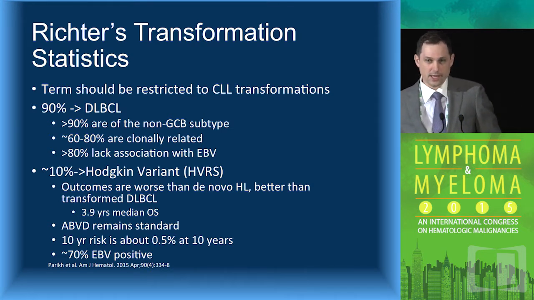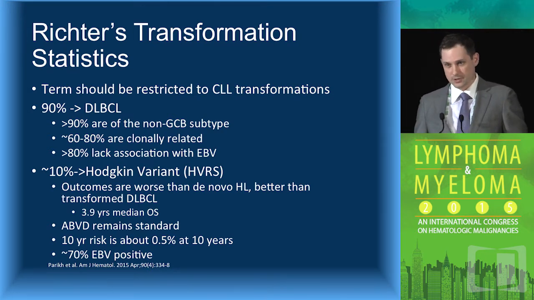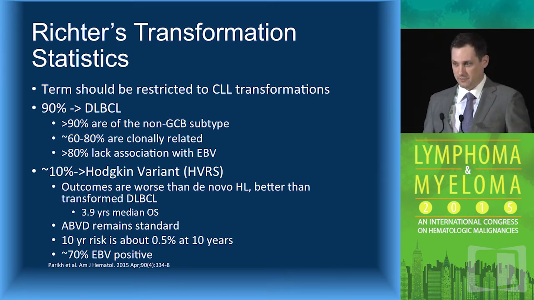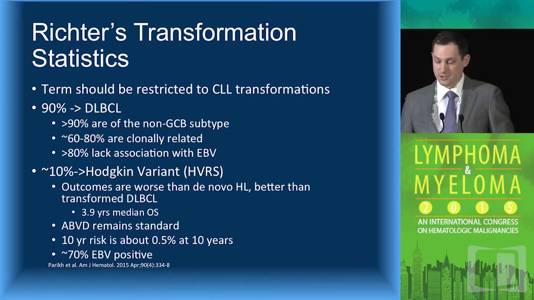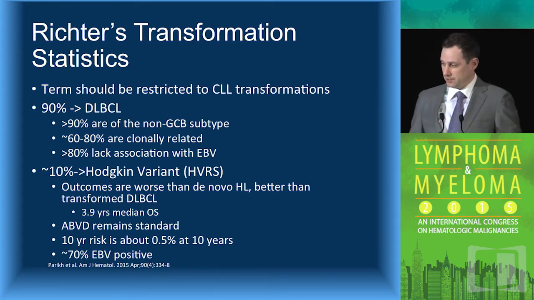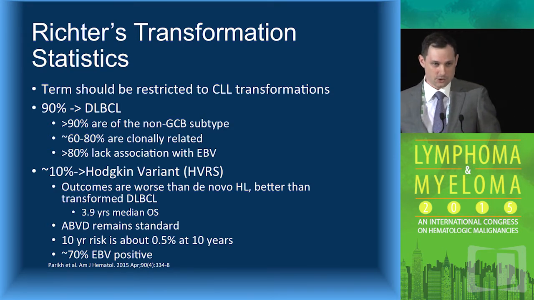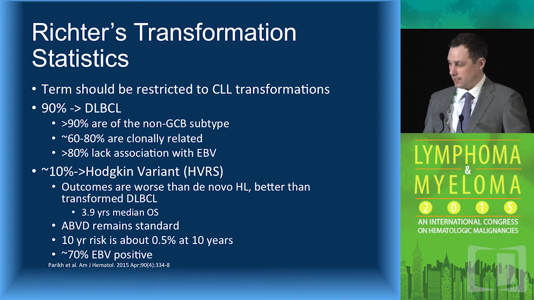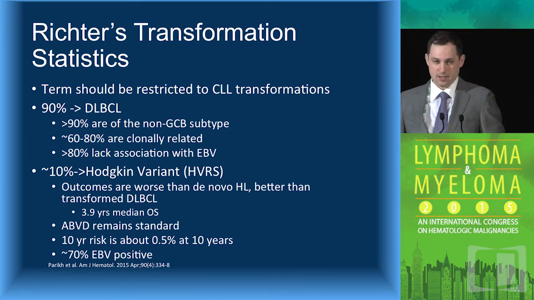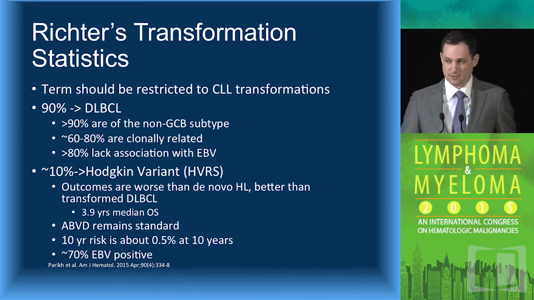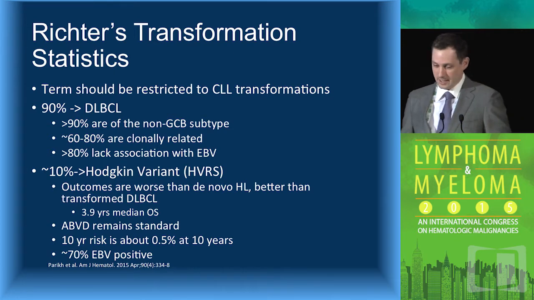When you look at the clonal relationship, closer to 80% in most studies show that the Richter's transformation is clonally related to the underlying CLL, with similar gene mutations, IgHV mutational status, as well as molecular genomic data. It's also important to note that 80% of these Richter transformations lack any association with EBV. When we do see a potential EBV-related DLBCL in the setting of CLL, we might want to start to think that this may be more like a PTLD and not necessarily clonally related.